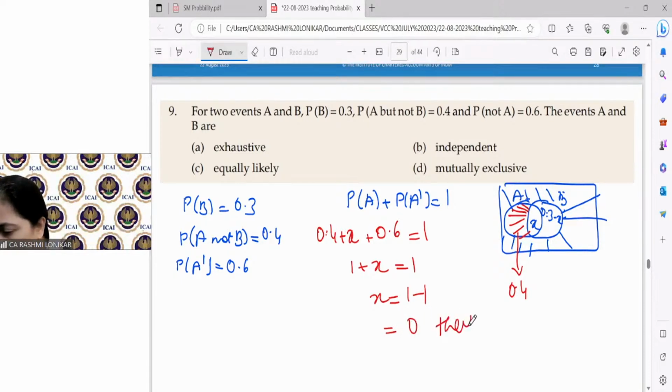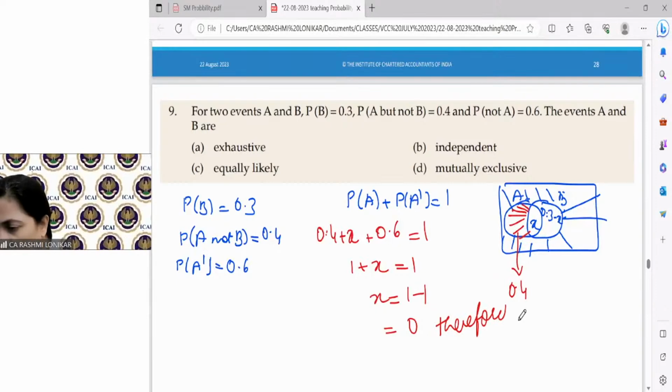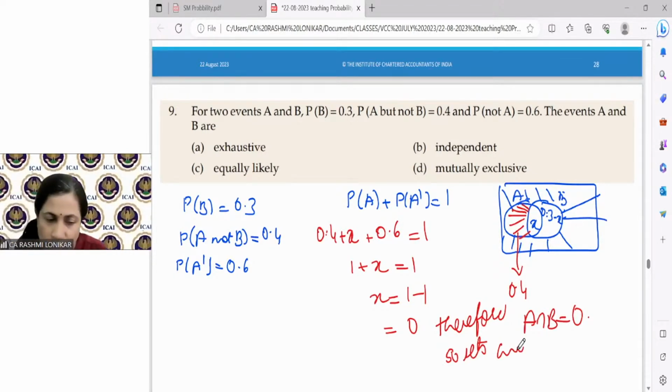Therefore, A intersection B is equal to 0. And so the sets are mutually exclusive. Okay, so they are mutually exclusive. Why? Because A intersection B I got as 0, and that is why the answer you get is mutually exclusive.